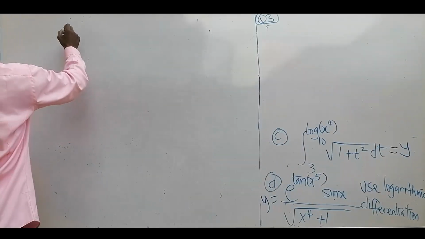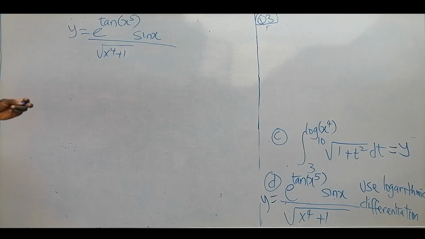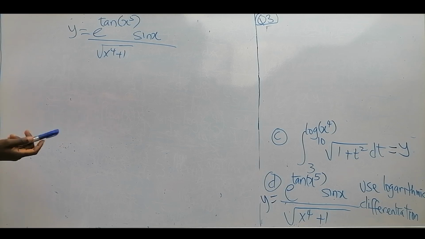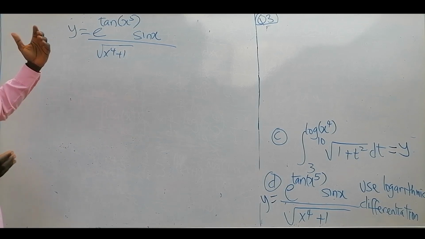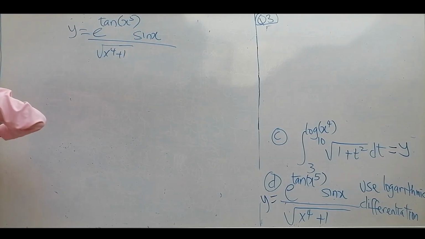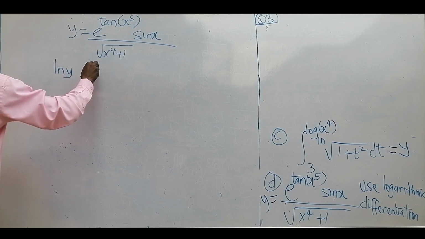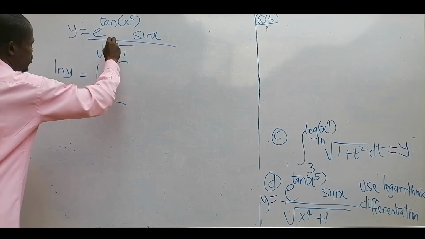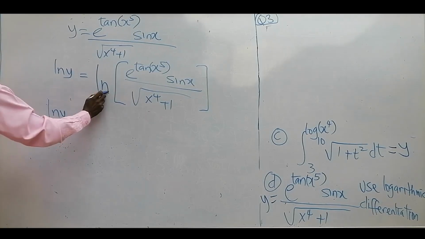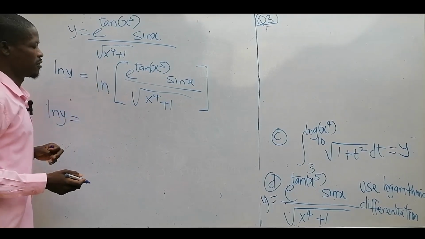The D part, we have y equal to this. So this is what we have, and we'll be instructed to use logarithmic differentiation. In that case, as you all know, when you are doing logarithmic differentiation, the first thing to do is to take the ln of both sides. So it's going to be ln of y equal to ln of your function.